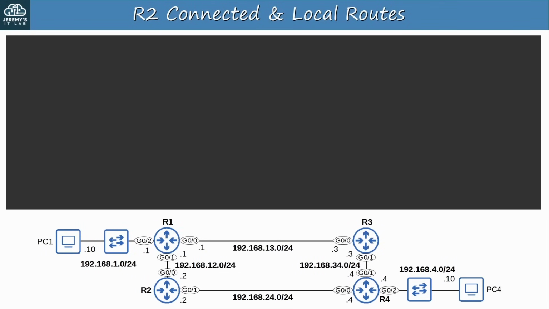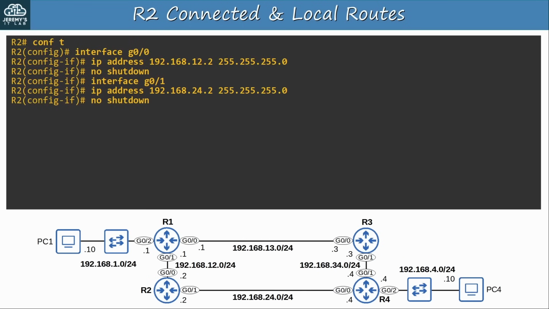So first up, let's review connected and local routes by configuring IP addresses on the routers and checking their routing tables. In the last video, I showed R1. So for this video, let's start from R2. I configured IP addresses on G0/0 and G0/1 and enabled both interfaces. Remember, if an interface is disabled, the connected and local routes for that interface won't appear in the routing table.